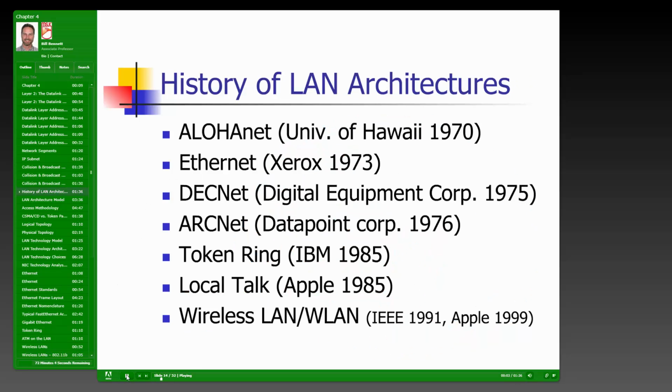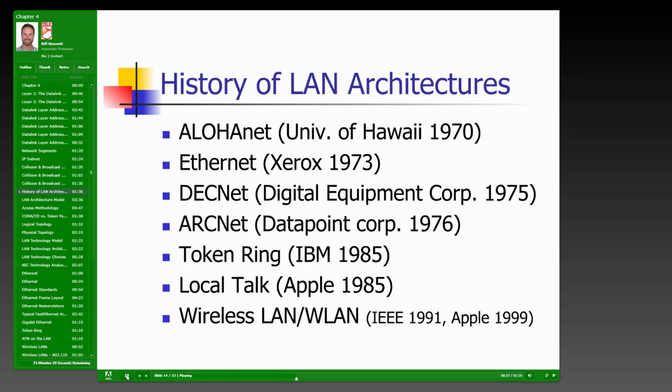So here is a brief history of local area network architectures. Back in 1970 at the University of Hawaii, they developed the first network called the AlohaNet, and it was actually radio based. It was used to transmit between the Hawaiian Islands, from one island to another. And then later in 1973, Robert Metcalfe came along and helped to develop the Ethernet network at Xerox Corporation.